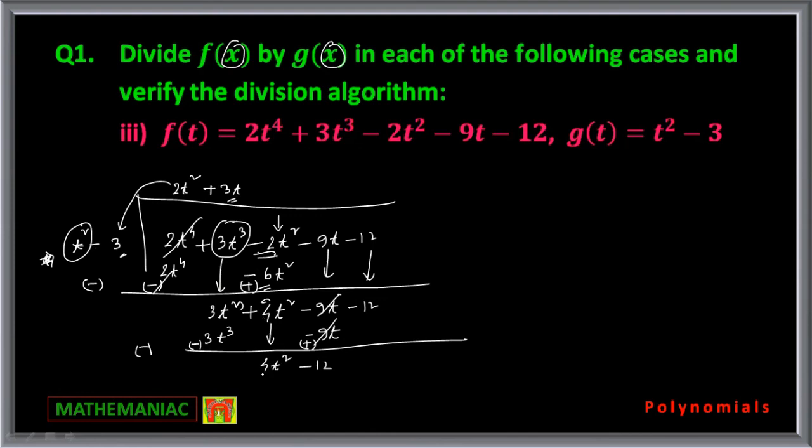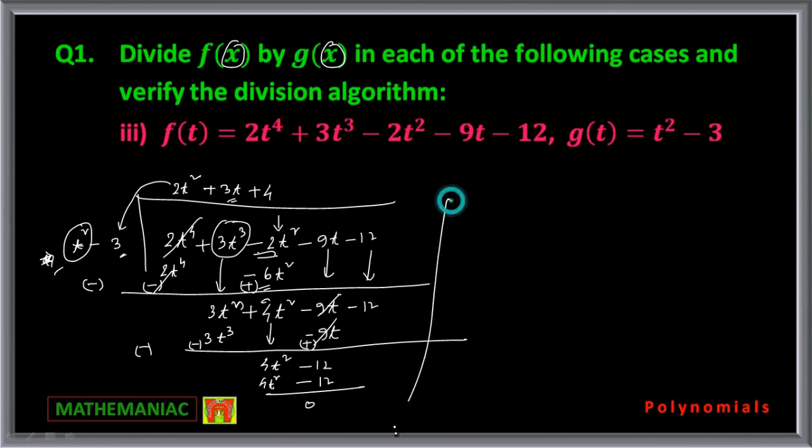Yes, we have to continue according to the division algorithm, because the degree of this term is 2 and the degree of the divisor is also 2. So we can carry on the division process. What shall I put here? Yeah, it is 4. So this is 4t square, then minus 12.